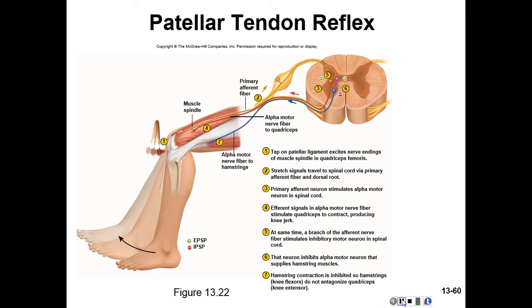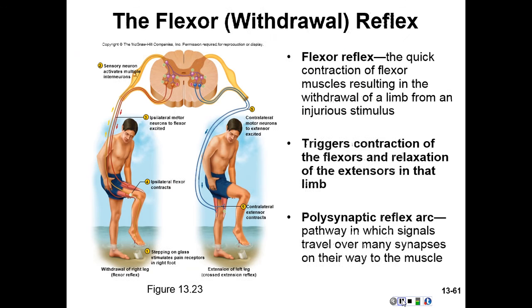At the same time, you stimulate the inhibitory interneurons to cut them off. So that allows the neuron to inhibit the alpha motor neurons on the opposite side, the hamstring. So that allows the quads to contract while the hamstrings, or the knee flexors, are turned off. And remember, the hamstrings are antagonistic to the quads and vice versa.